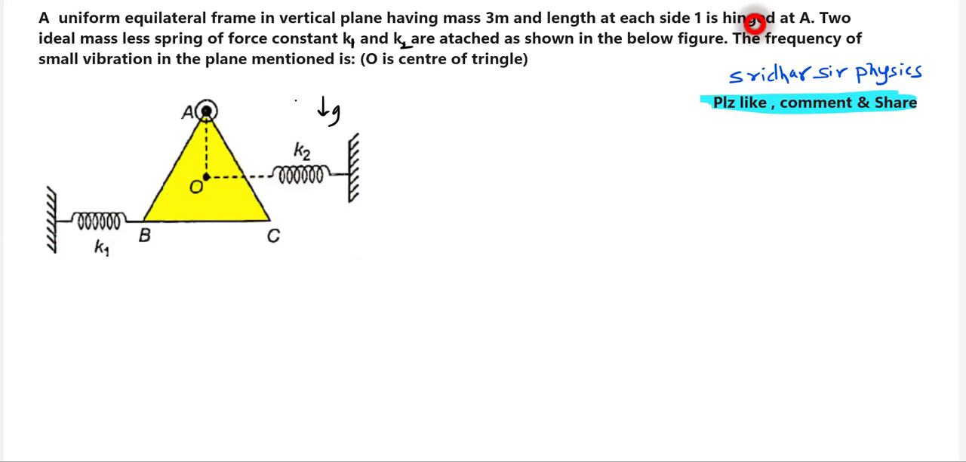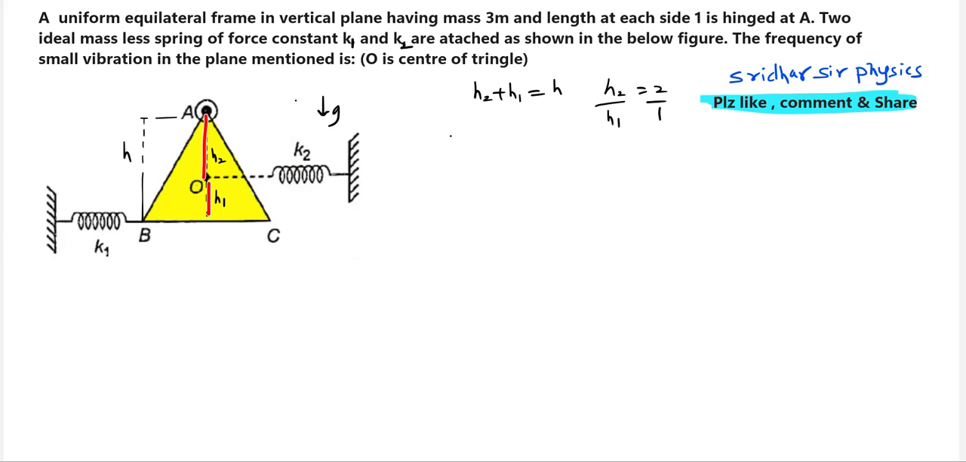Okay, now we'll start this one. So where is the center of mass? First we'll try to get some data. Say this is H1, H2, and let the total height be H. So from the basics of the triangle, H2 plus H1 equals H, and H2 by H1 should be equal to 2:1.